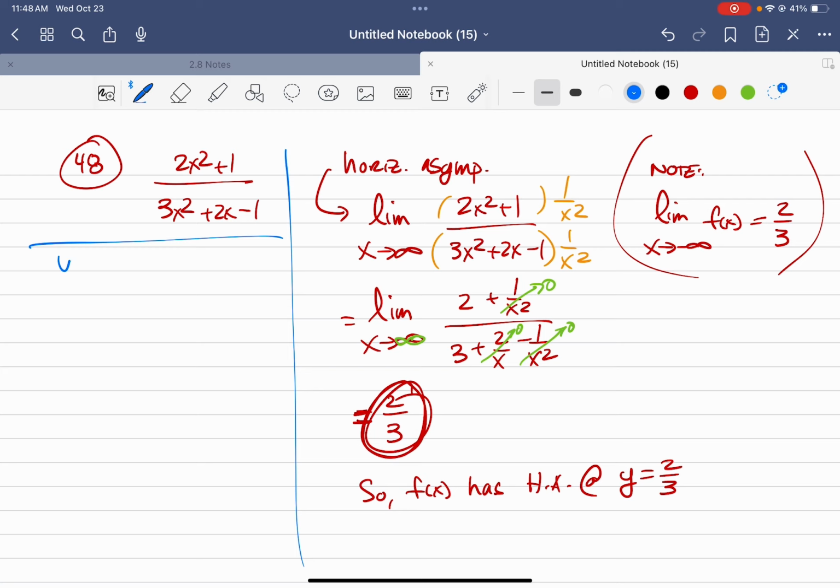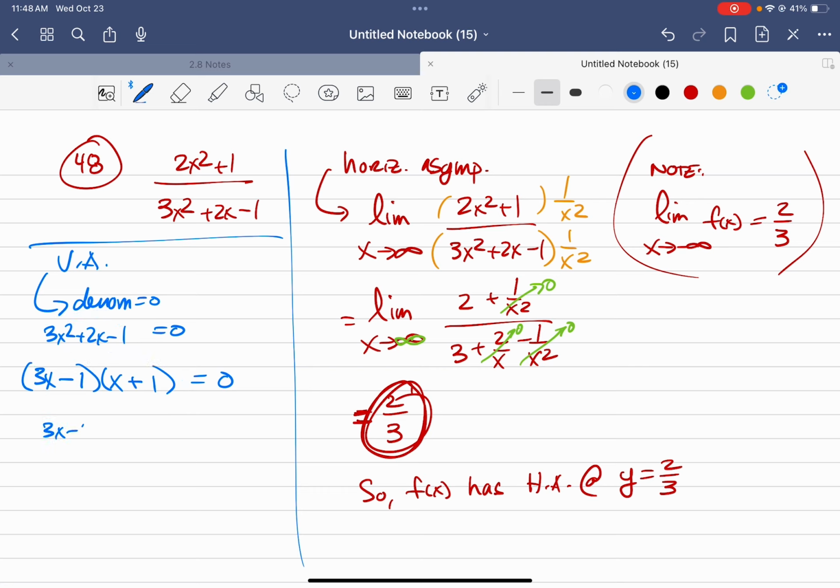For the vertical asymptote, we just set the denominator equal to 0. I want to factor that. I know I'm going to have a 3x and an x, and I want to get a middle term of 2, so I'll let this be -1 and this be +1. You can verify that if you multiply this out, you get that trinomial.